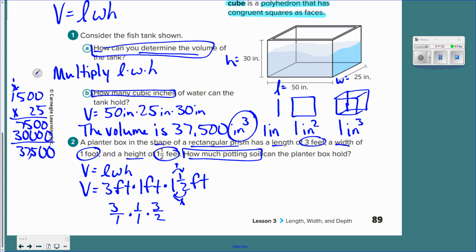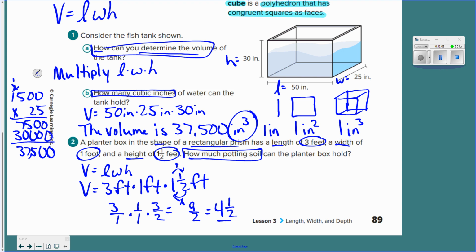Okay? So reductions I can do. So I'm just going to multiply. 3 times 1 times 3. 1 times 1 times 1. 1 times 1 times 2. Is 9 bigger than 2? Yep, so I need to simplify. 2 goes into 9 4 times with 1 left over. Okay? So here's the number.